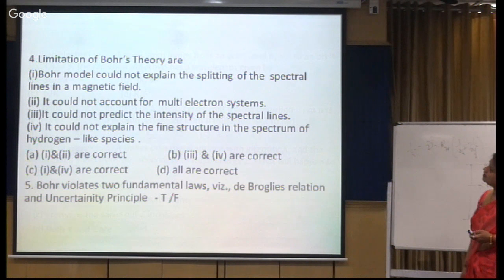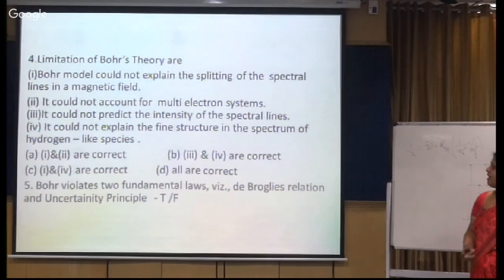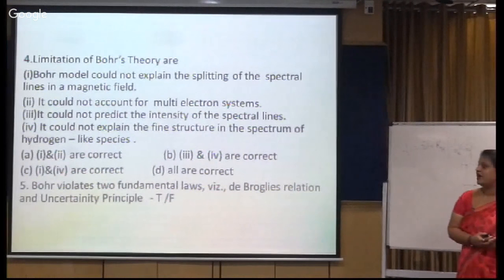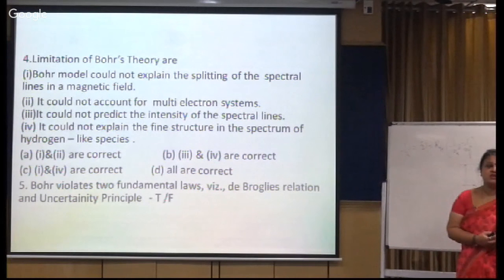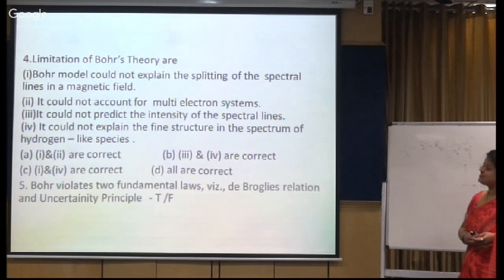Then, what are the limitations of Bohr's theory? Bohr model could not explain the splitting of spectral lines in magnetic field. It could not account for multi-electron system. It could not predict the intensity of the spectral lines. It could not explain the fine spectra in the spectra of hydrogen-like species. Only the second is correct? I think all are correct.